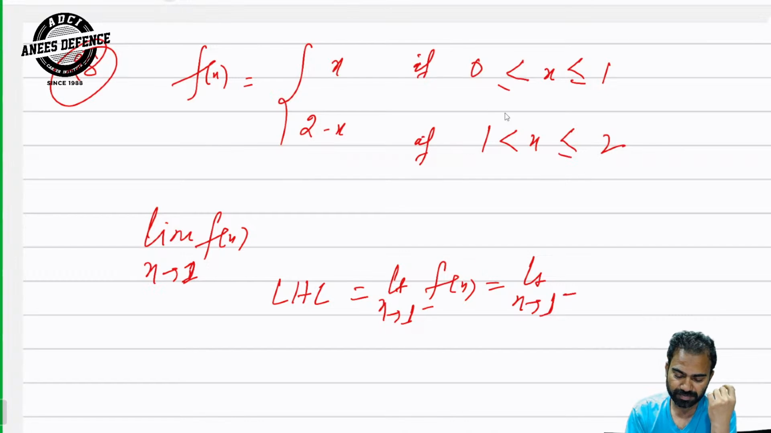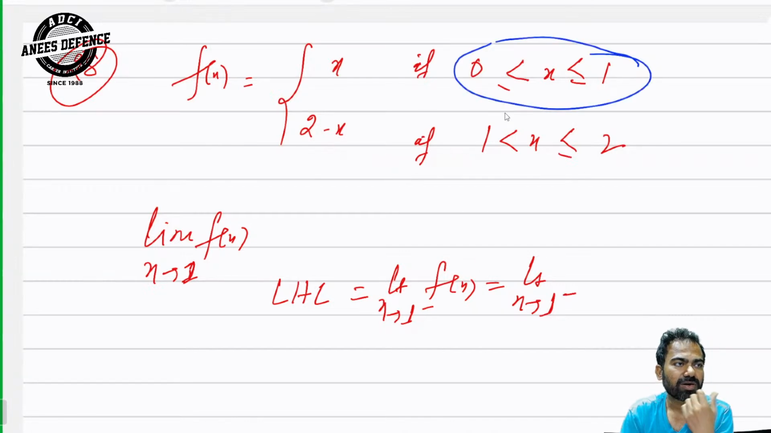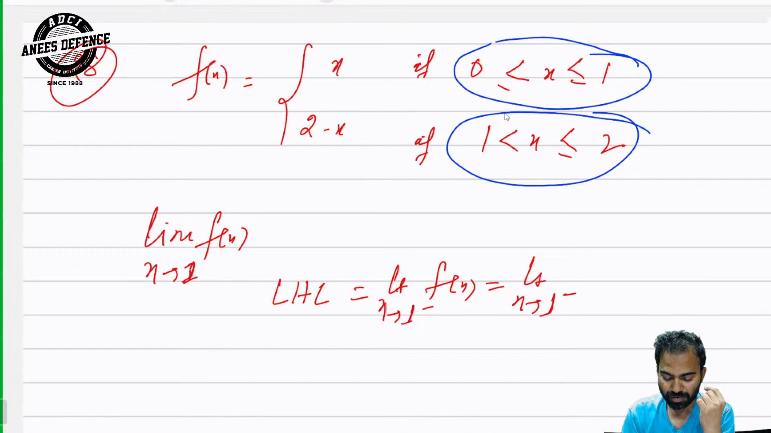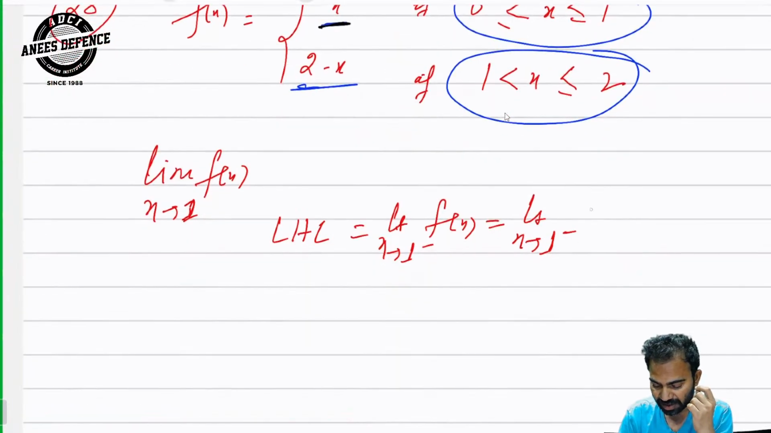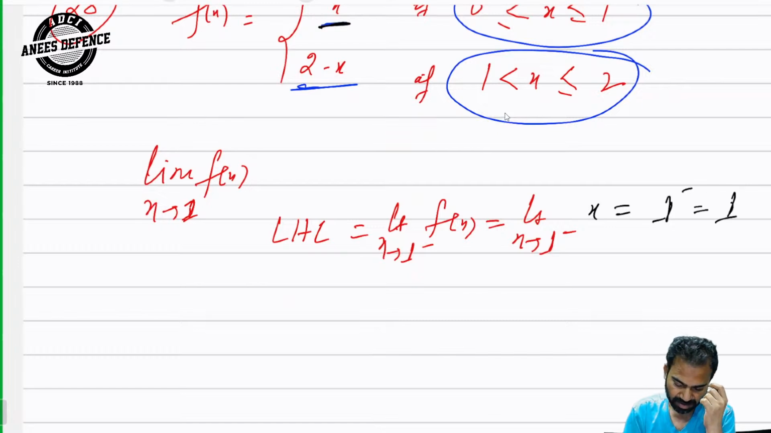So 1 minus exists here, okay? The left side of 1 exists in this statement. The right side of 1 exists in, this is greater than, more than 1. More than 1 is the right side. For more than 1, this will be taken. For less than 1, this will be taken. Have you understood this? Here x. So 1 minus, it will be 1.